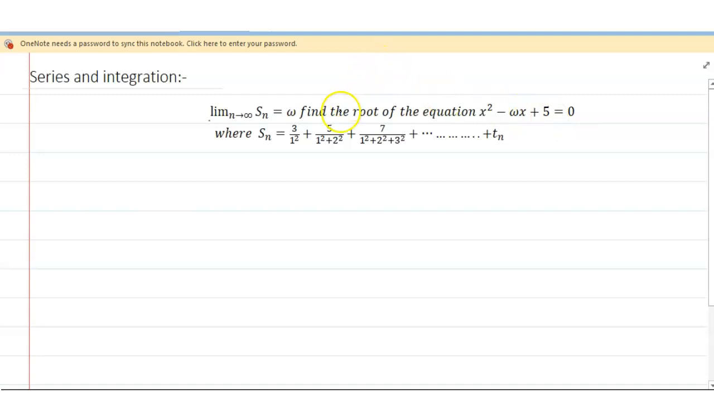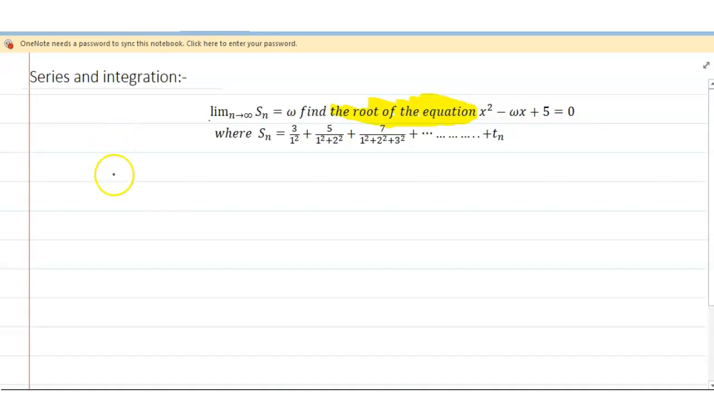So friends, whatever I have to find out, the root of the equation. This is what I have to find out. So friends, let's start.